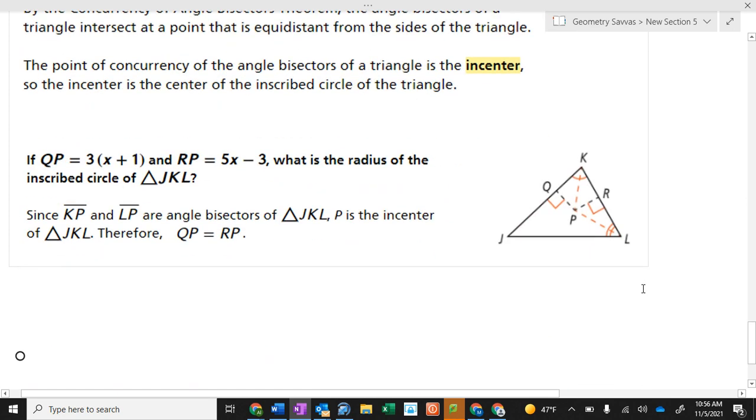Mr. Bridgewater, can you go back to the last one? The incenter.